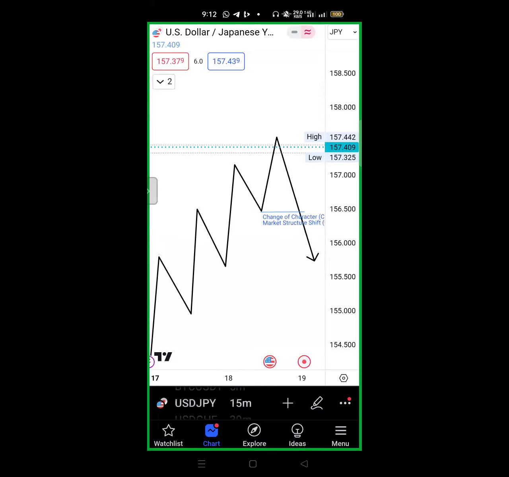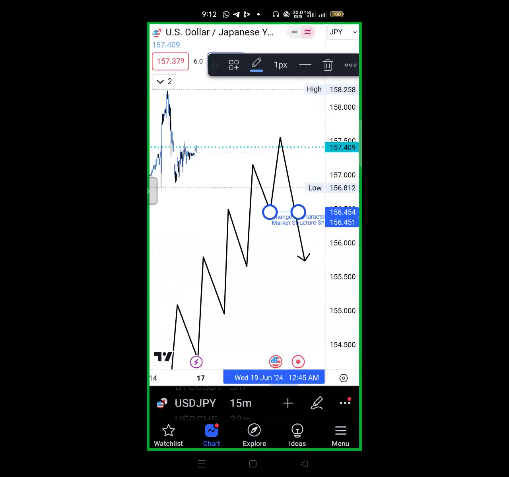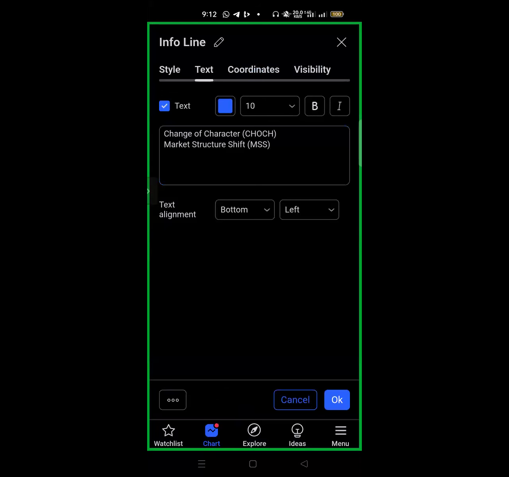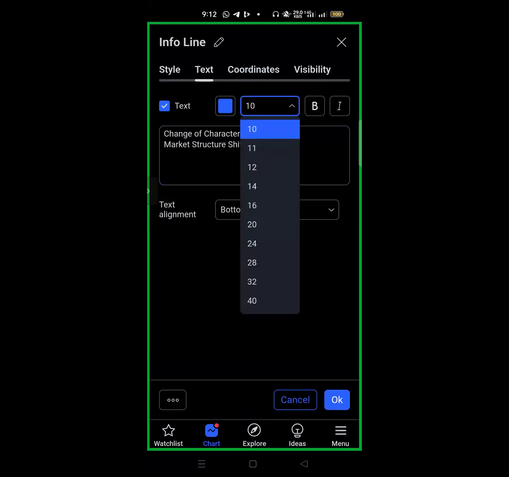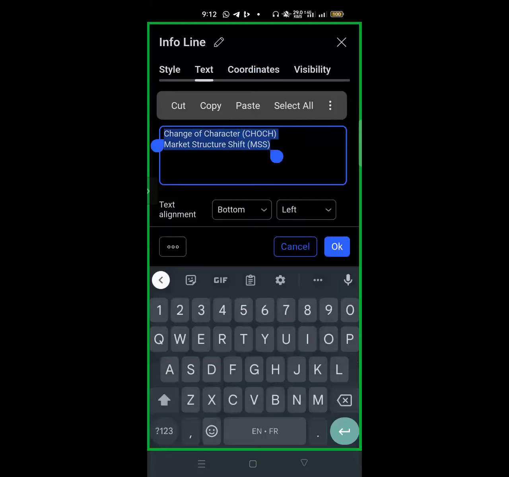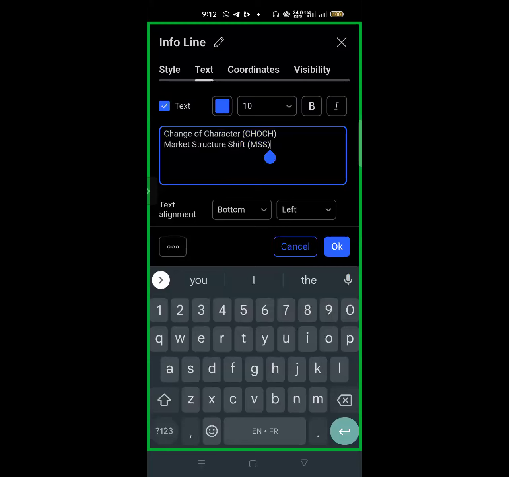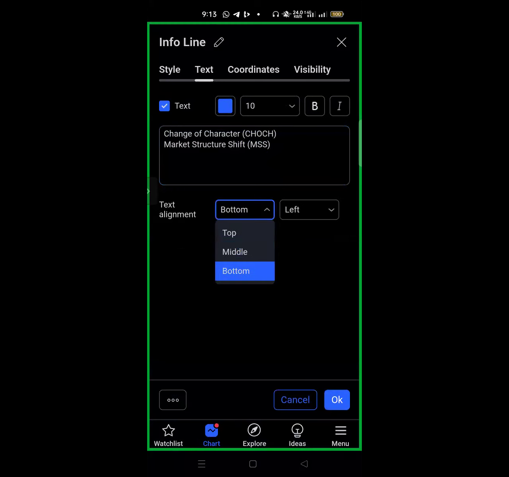Now, that being said, sorry, let me change the phone here. Oh, that's the lowest. But yeah, bottom is good. Left, center. All right, so this is what we have here.